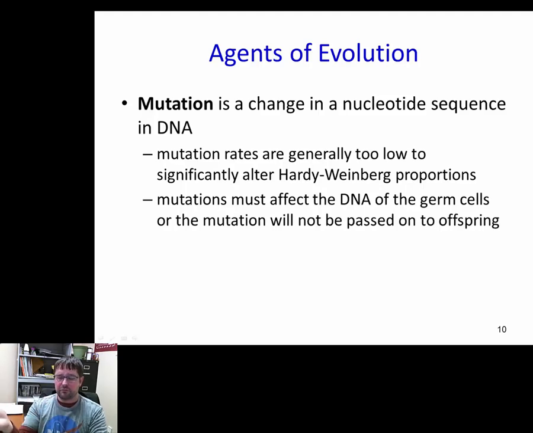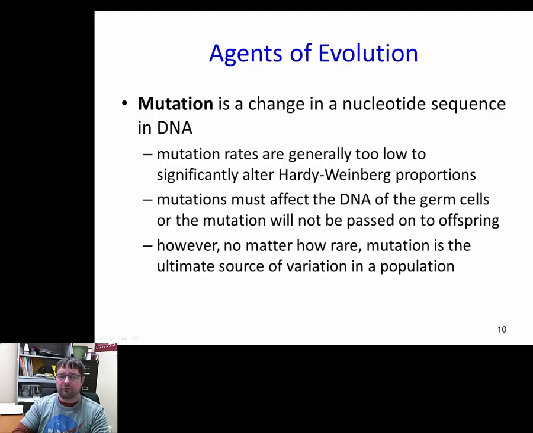The other piece of the mutation that makes it interesting is that if a mutation happens in a somatic cell, it's never passed on. So the mutation has to happen in a germline cell to be passed on to the next generation. If it's in a somatic cell, it's not passed on, and it really makes no difference. Maybe for the individual, it makes a difference, but not for the population's genetics.